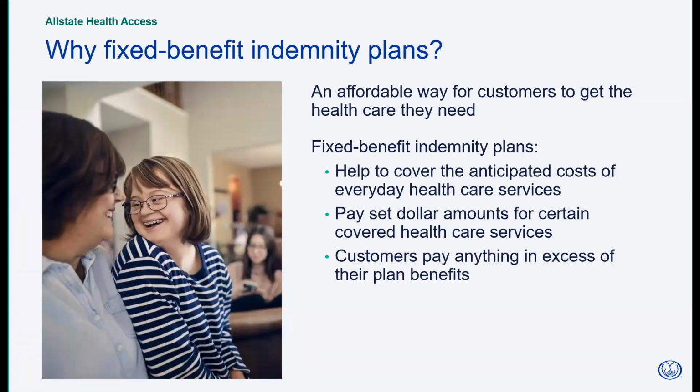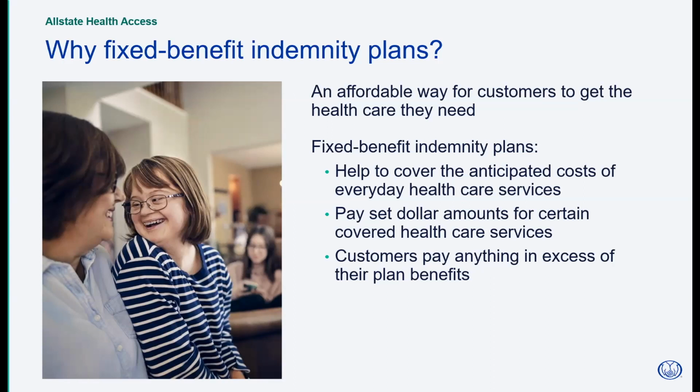So why a fixed indemnity benefit plan? Well, there are a number of reasons. As I stated earlier, it gives our customers a way to get the affordable health care that they need. It also helps to cover those anticipated costs of everyday health care. It pays a set dollar amount for certain covered healthcare services without the need to worry about deductibles and other out-of-pocket expenses. Something you definitely want to mention to your clients is that the customer pays anything in excess of their plan benefit.